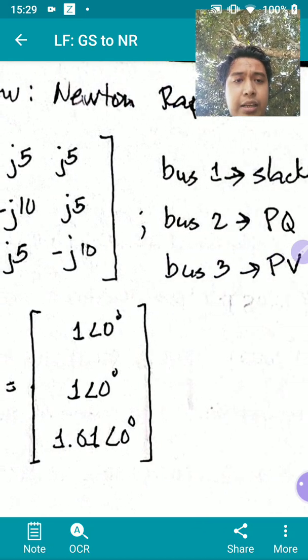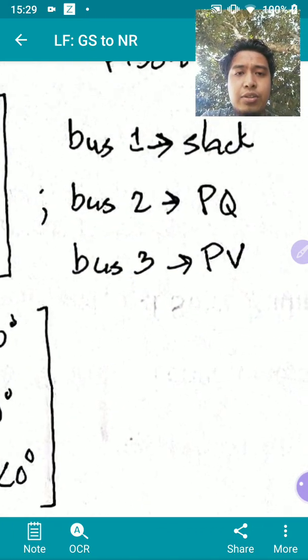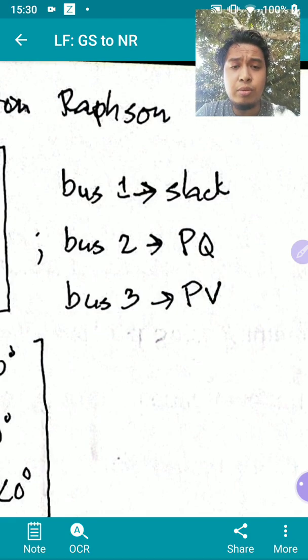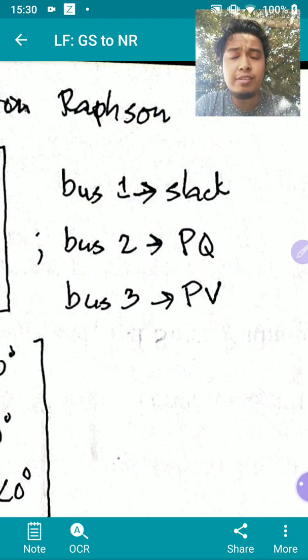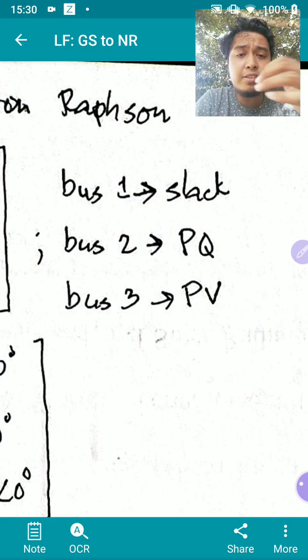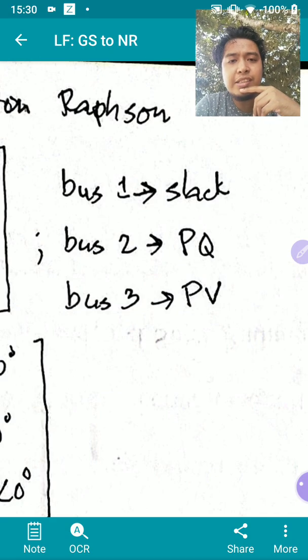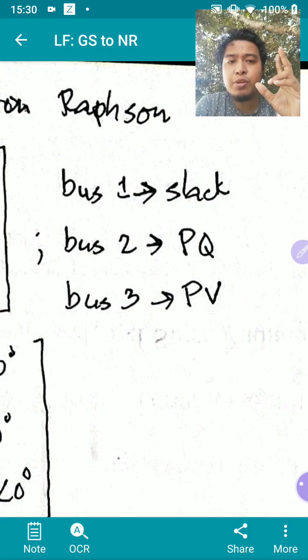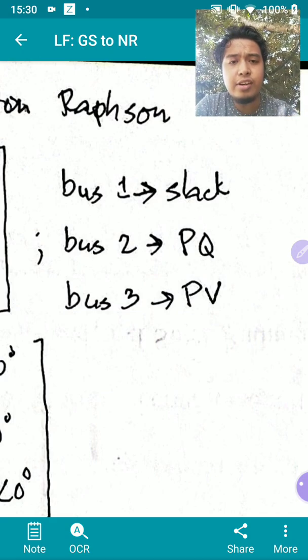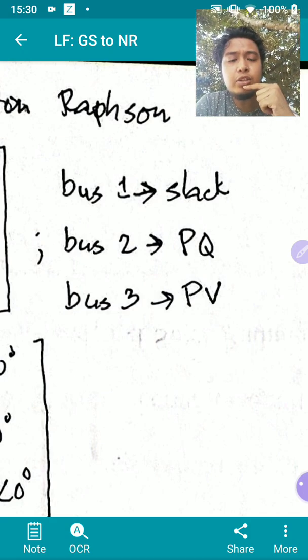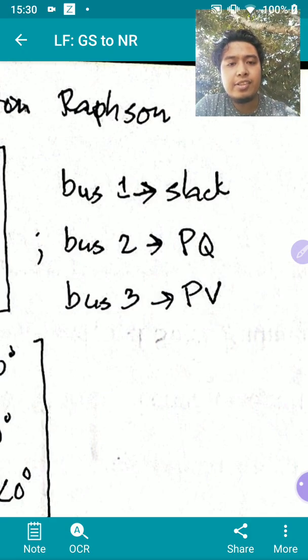And then from before, I used the following bus designations for bus 1, 2, and 3. Bus 1 being the slack bus, our reference bus for all of the other buses. It's our 100%, so it's 1 angle 0 degrees. That's the slack bus. And then for bus 2, it's a PQ bus. For bus 3, it can be a PQ, it can be a PV, but because of the generator, we'll be treating that as a PV bus.